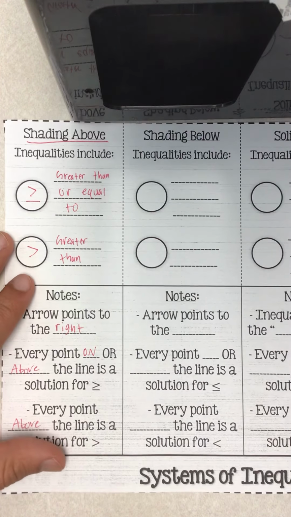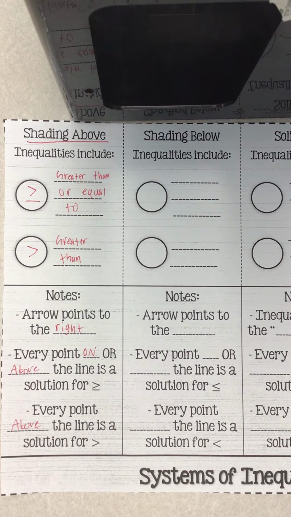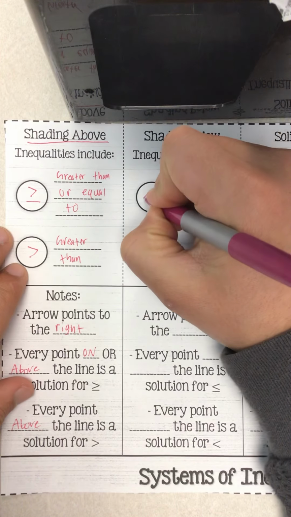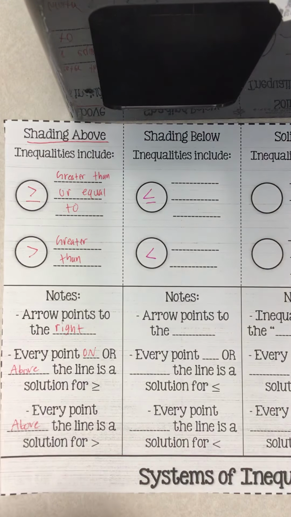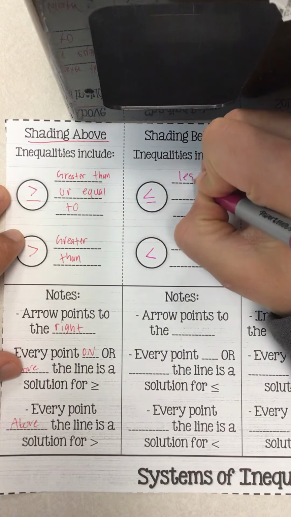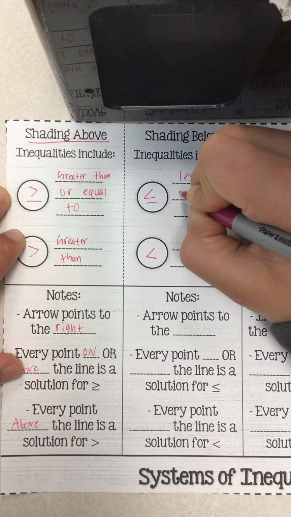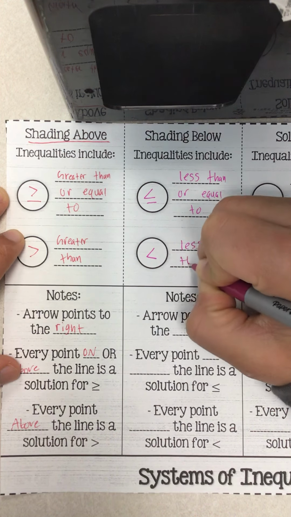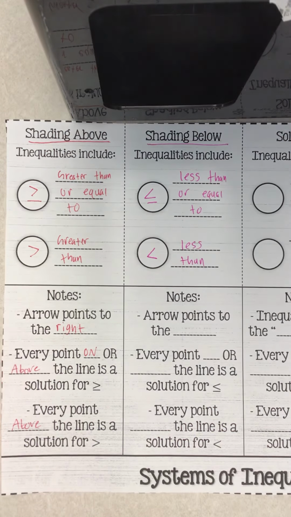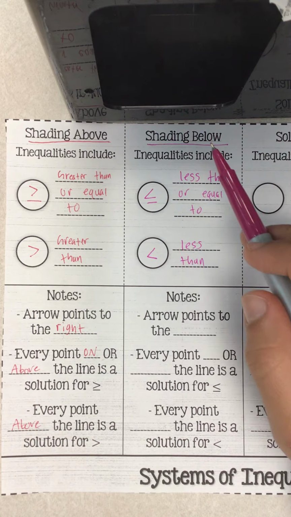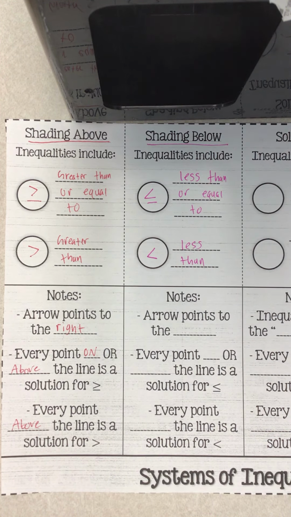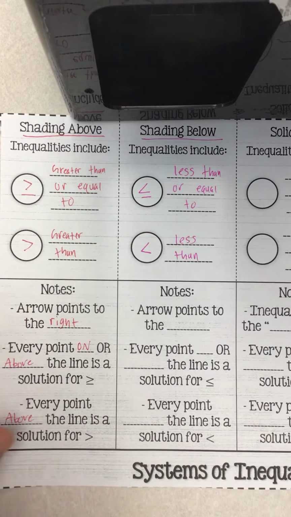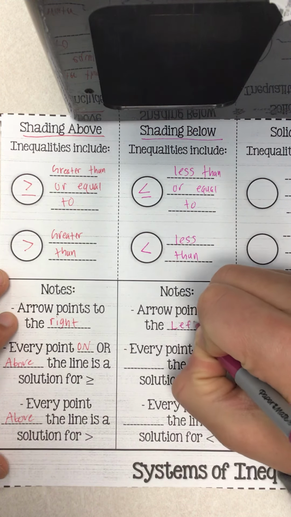Next is shading below. The inequalities that let me know I need to shade below are this one and this one. The top one, y'all can guess it, less than or equal to, and then just plain old less than. So if I see either one of those inequalities in my problems, that lets me know on my graphs I'm going to need to shade below. Now some notes about that one: the arrows point to the left.